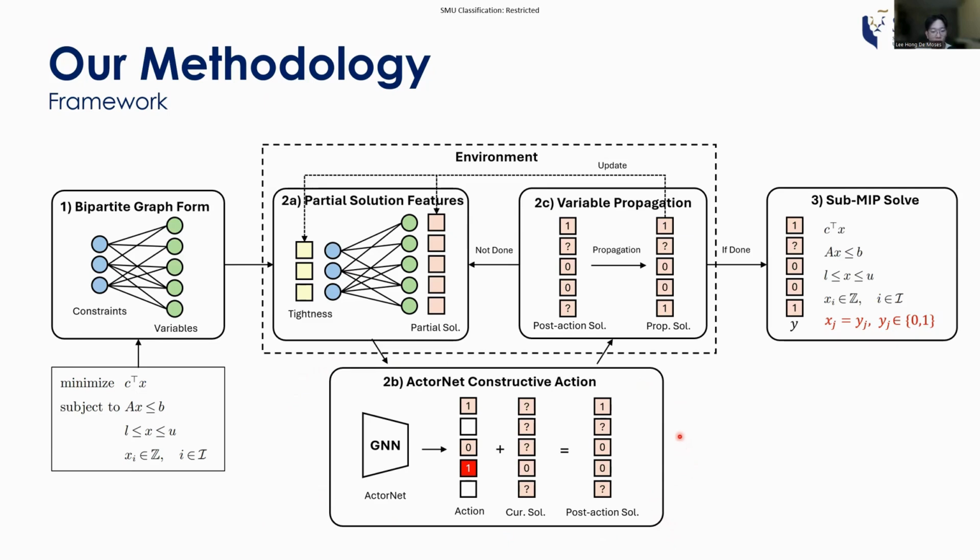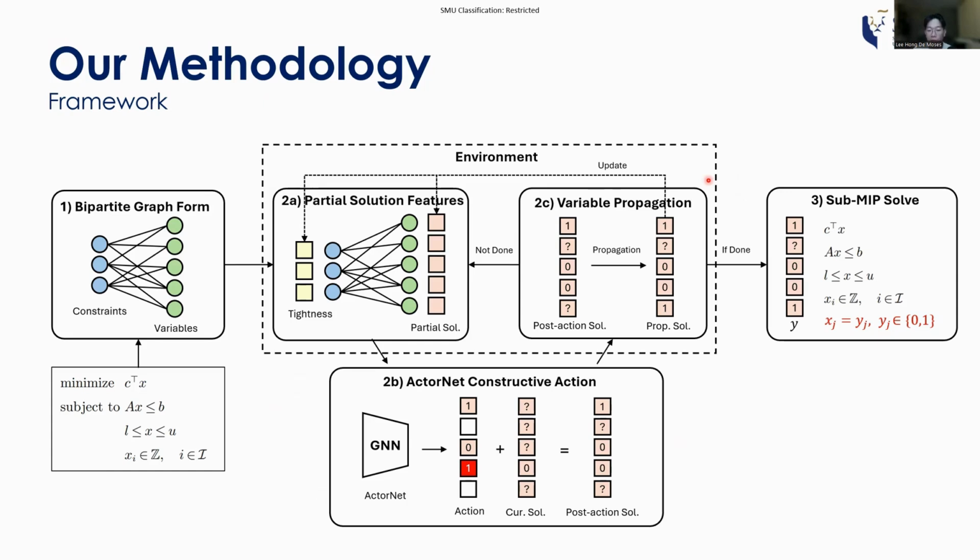Finally, we pass this partial solution through our variable propagation algorithm. By embedding the variable propagation algorithm within the RL framework, we're able to yield a much larger set of variable assignments from a small number of predictions from the actor net, due to the inferred assignments we can set from detecting if constraints are too tight or relaxed.